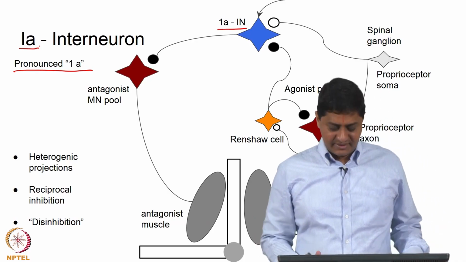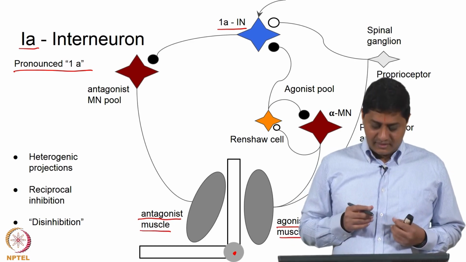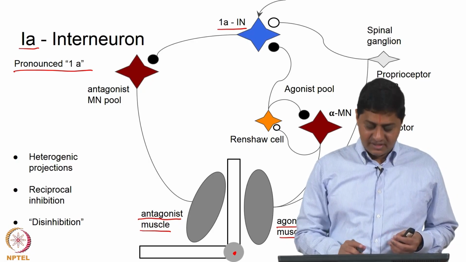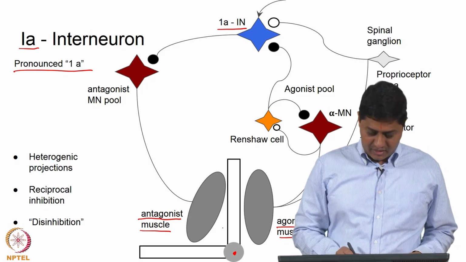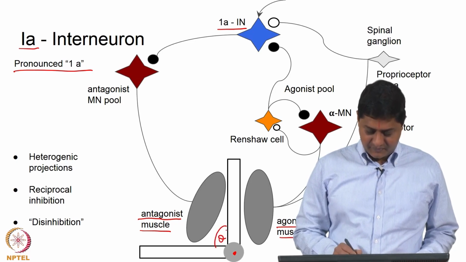Let us consider a simple case. Here is one joint, that is one joint that is spanned by only two muscles. Let us consider a theoretical case. There are only two muscles, one is the agonist, the other is the antagonist for the purpose of this discussion. Let us suppose that this antagonist muscle is contracting, trying to reduce that angle theta.